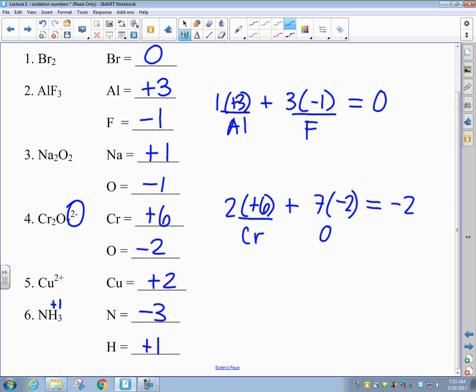This also makes logical sense, guys, when we think about it, because nitrogen is much more electronegative than hydrogen. So nitrogen is going to be likely to attract electrons, whereas hydrogen is more likely to give them up.